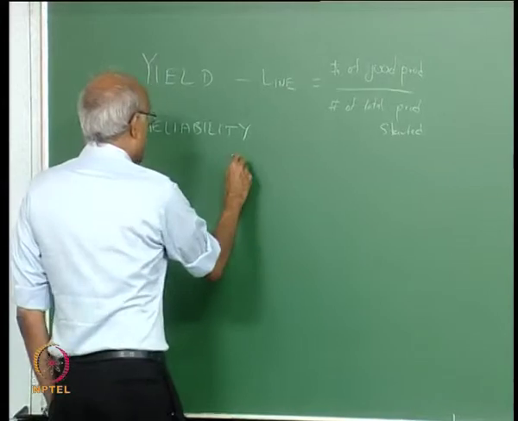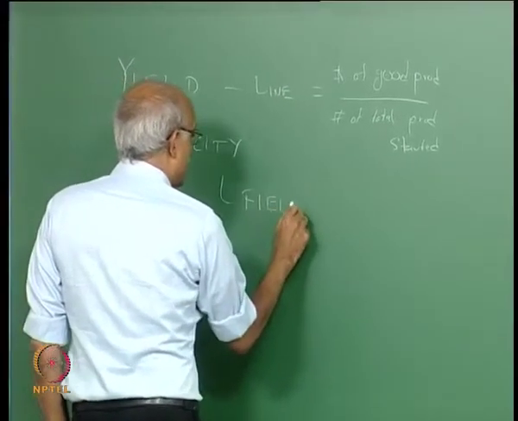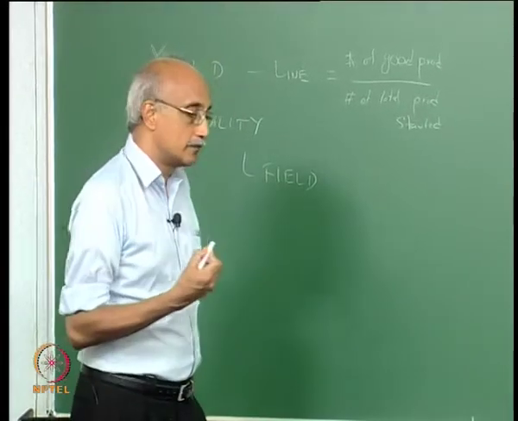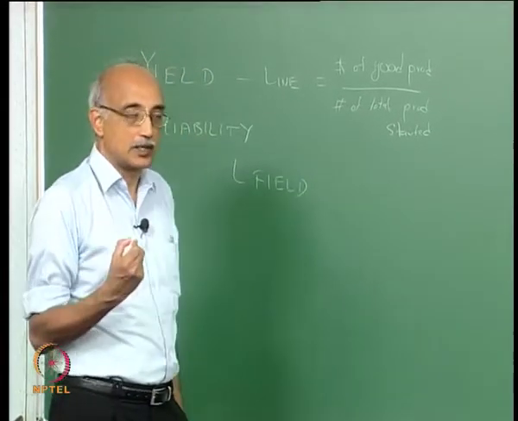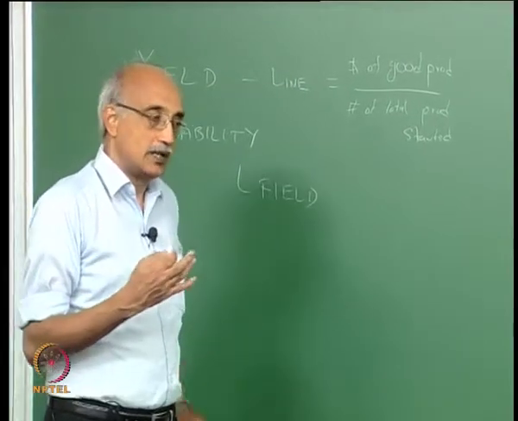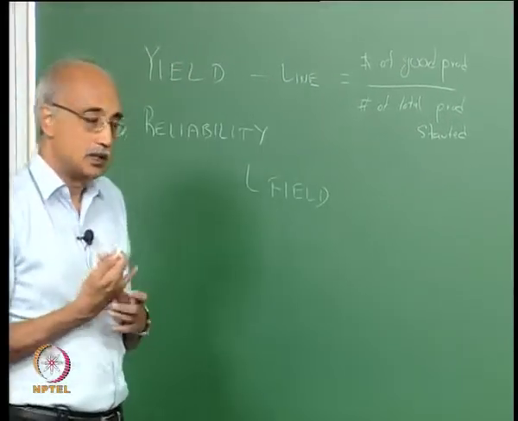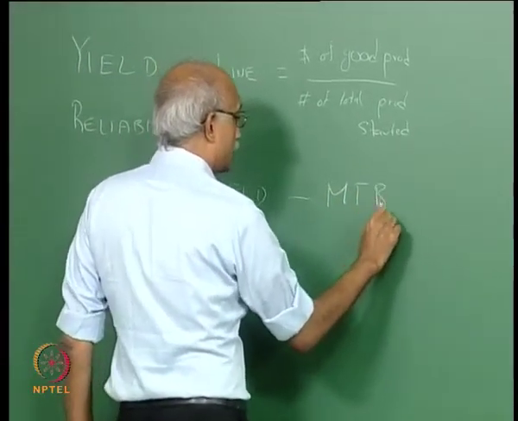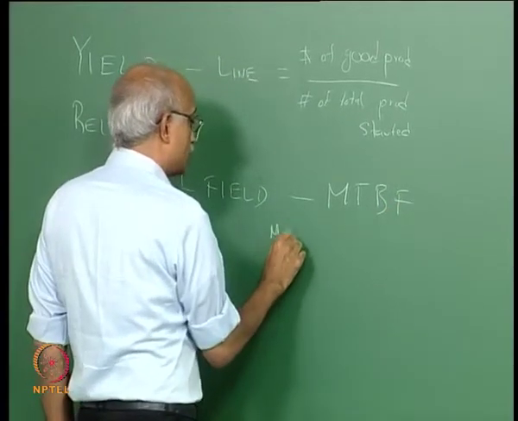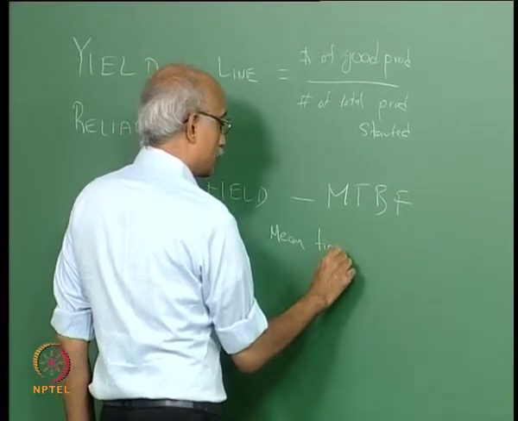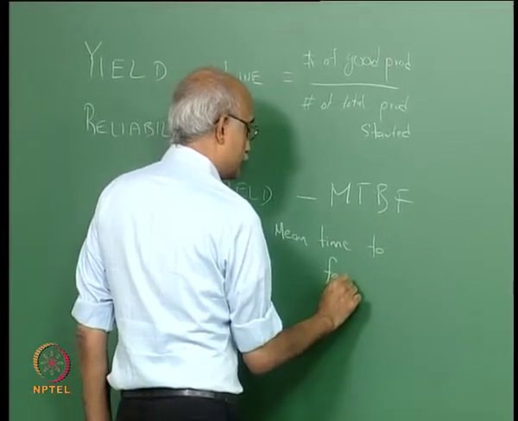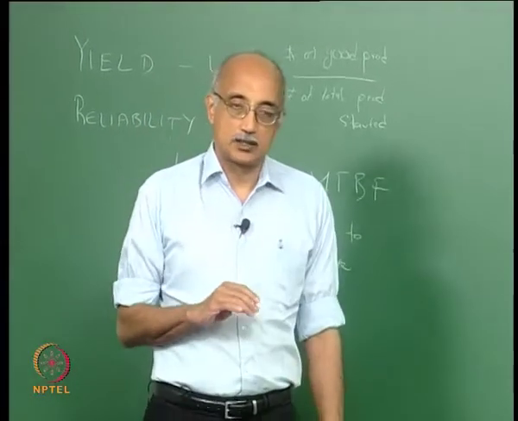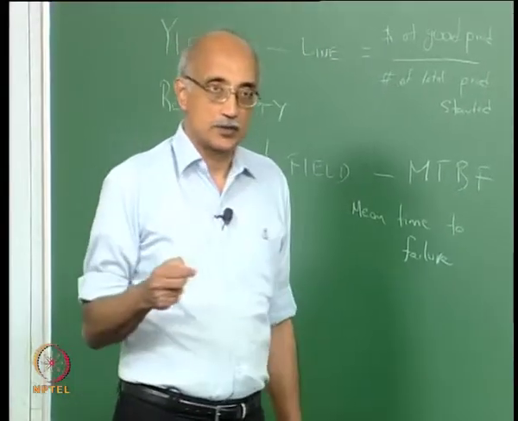Reliability, on the other hand, is something that is measured by your customer in the field. So, when they buy a product, they want the product to last for a certain period of time, and that is called the reliability measure. In fact, the seller has to specify something called MTBF, which stands for mean time to failure, and the customer expects that the product will meet the MTBF specification.